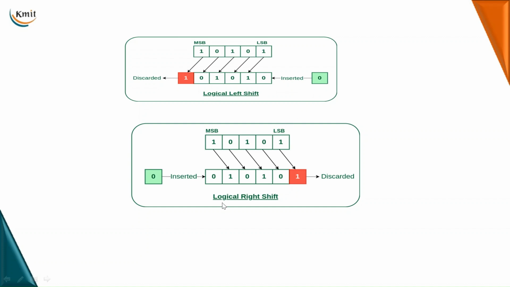In case of a logical right shift, the contents of the register are moved towards the right. Starting from this end, the contents will be moved towards the right: 1, 0, 1, 0. In this case, the LSB will be discarded and the empty MSB bit is filled with a serial input 0. So this is a logical left shift and logical right shift.